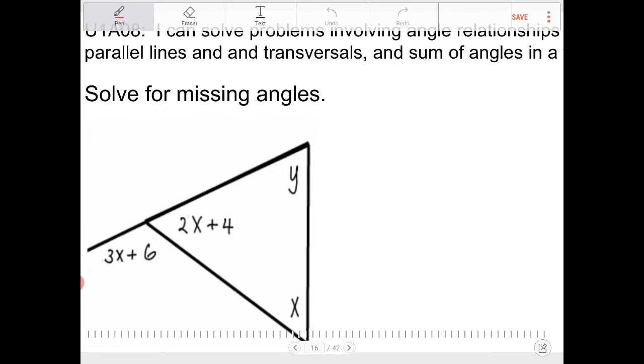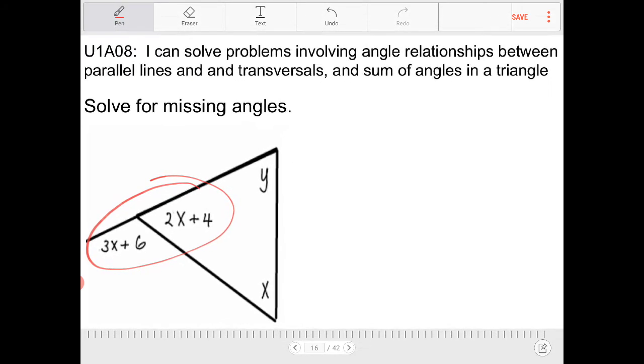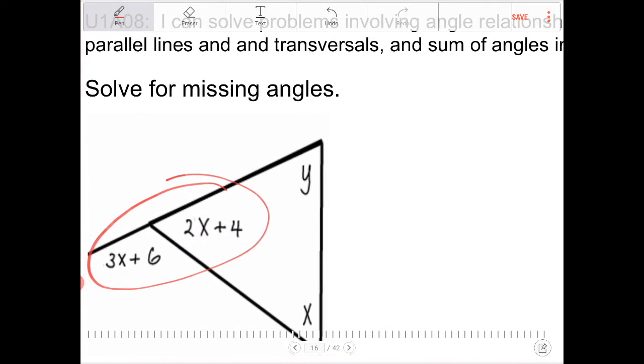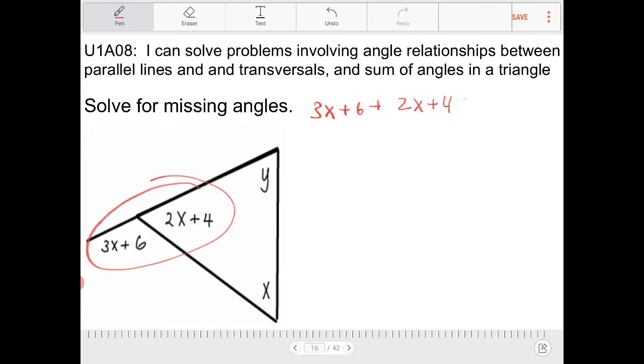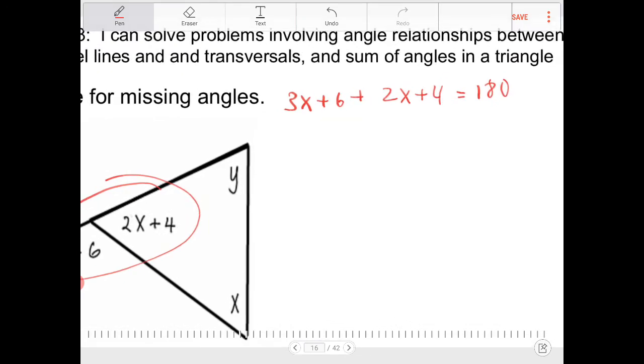The goal here is to solve for all the missing angles. So again, recognizing that these two angles are linear pairs. Or actually, pause the video, see if you can figure this out on your own, and then come back. So hopefully you had some opportunity to try this out. Those two angles that I circled there are linear pairs. So immediately recognizing that 3x plus 6 and 2x plus 4 should add up to 180, of course.